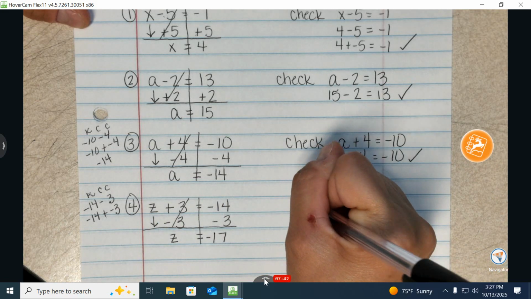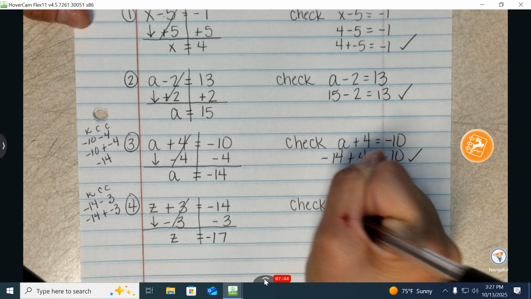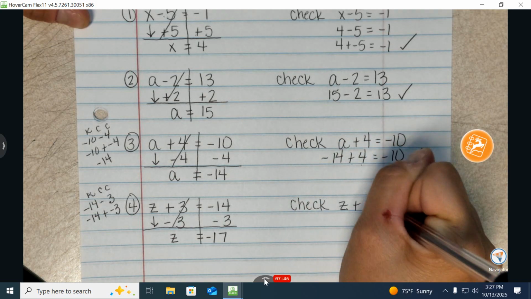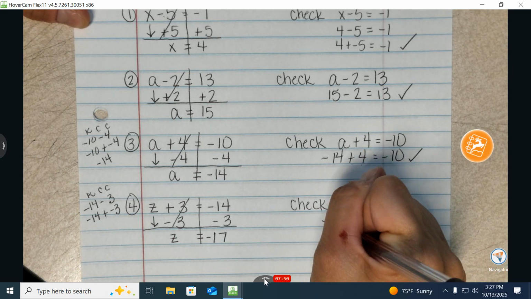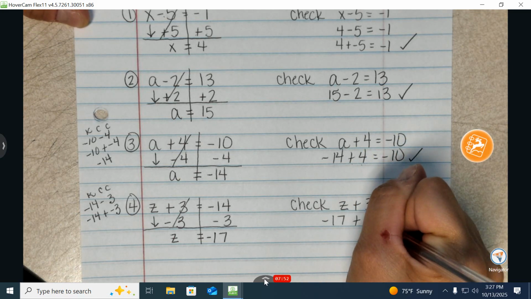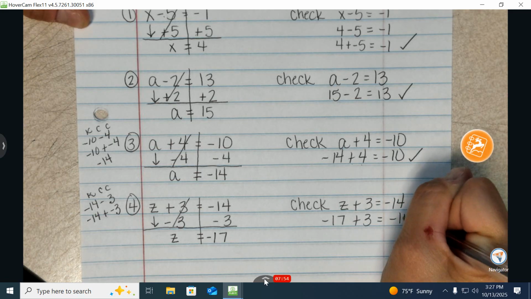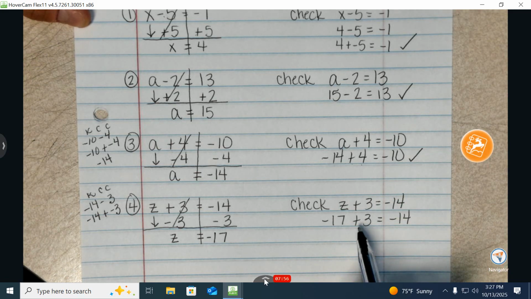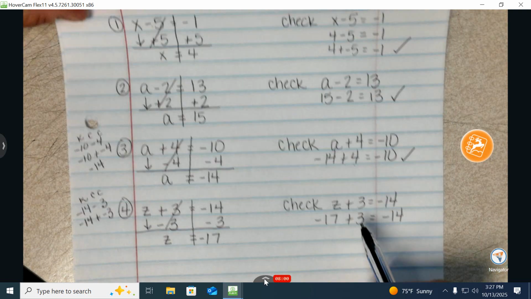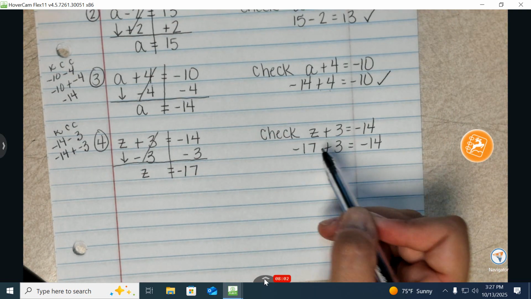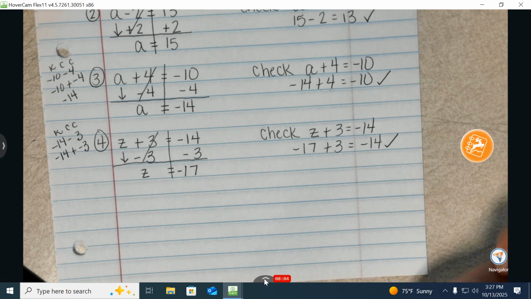You can check it. Z plus 3 equals negative 14. It's going to be negative 17 plus 3. They do not have the same sign, so you subtract it. 17 minus 3 is 14, and 17 has a larger absolute value, so it does work.